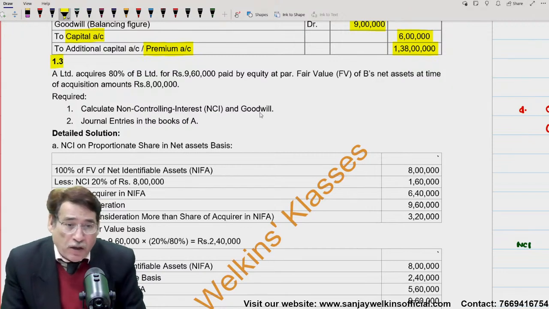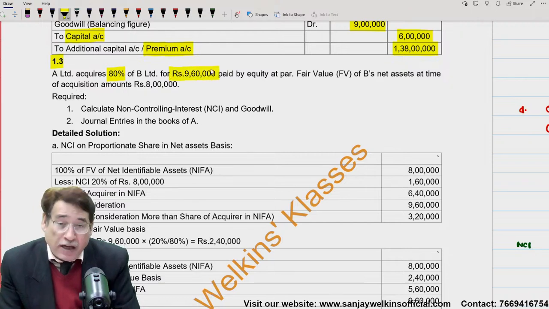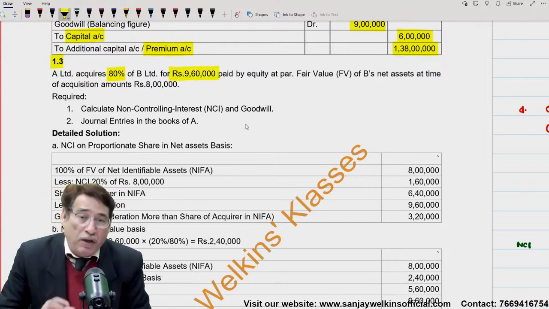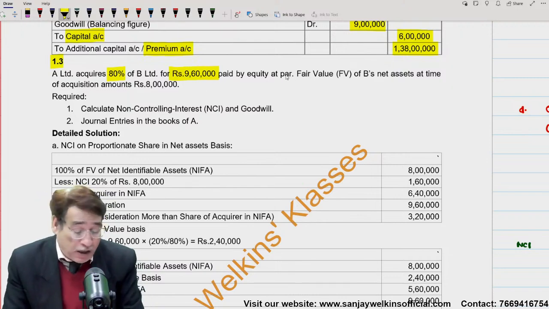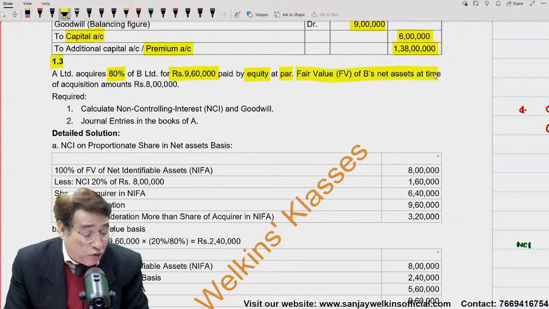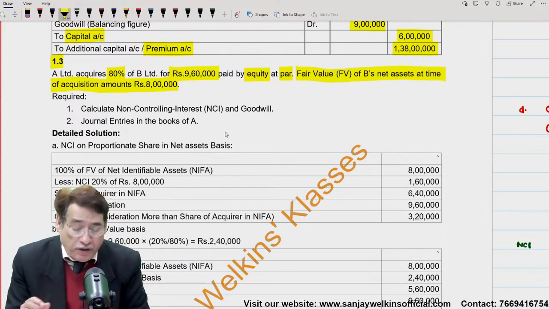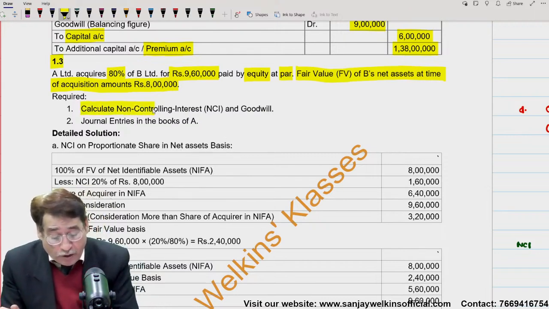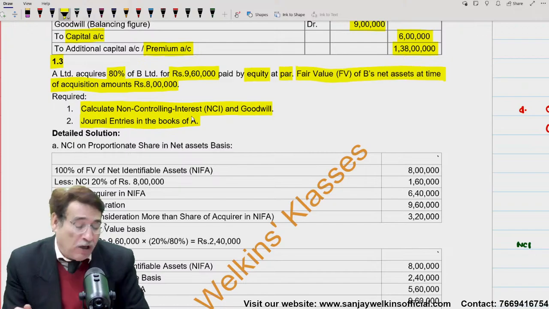1.3, let's have a look at it. In 1.3, it is stated that A Limited acquires 80% of B Limited for rupees 9,60,000. So in this question, A Limited acquired 80% stakes in B Limited and paid a consideration of 9,60,000. Correct? And this consideration was paid by equity; however, equity share capital was issued at par. Now it is given that the fair value of B's net assets at the time of acquisition amounted to 8 lakh. The question is not very tough, but let's have a look. Calculate non-controlling interest and goodwill. The question states first this, and then journal entries in the books of A Limited.